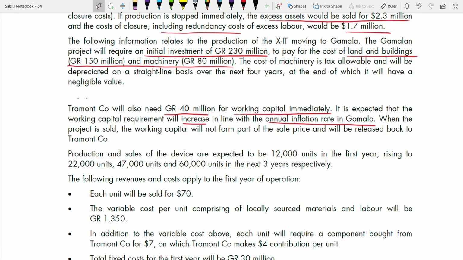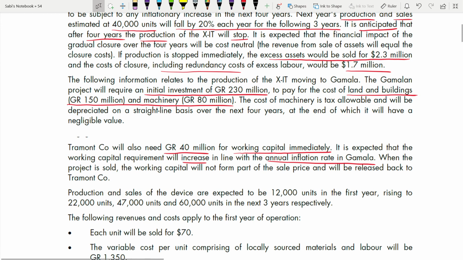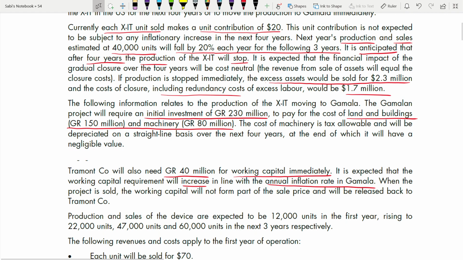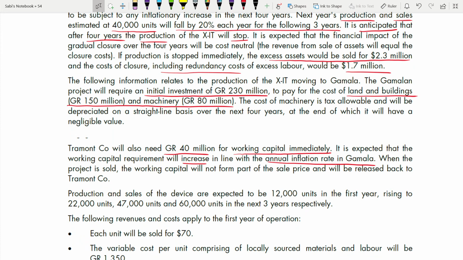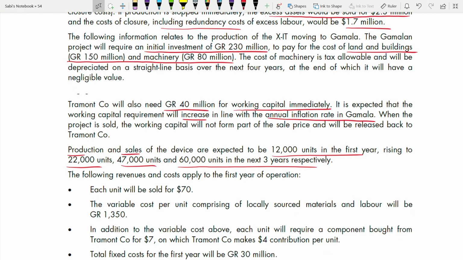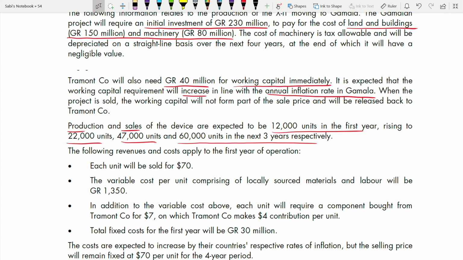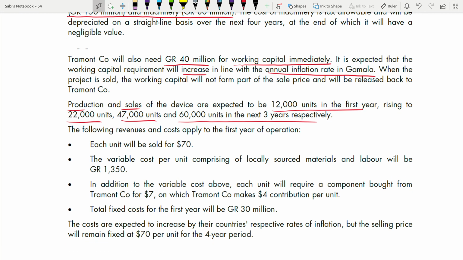Coming to the production and sale of the device, they are expected to be 12,000 units in the first year, rising to 22,000, 47,000. So first year 12, second 22, third year 47, and fourth year 60,000. The following revenue and cost apply to the first year of operation. Each unit will be sold for 70. So basically every point here is important.